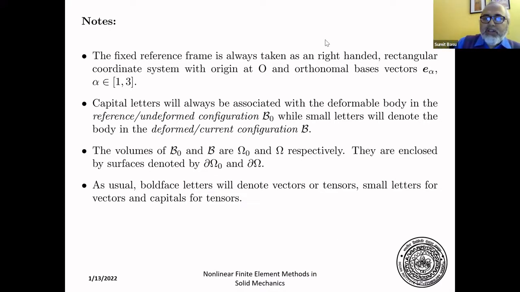So let me talk about a few conventions that we are going to follow. We are going to look at a rectangular right-handed Cartesian coordinate system all the time, and we will denote the base vectors by E alpha, where alpha goes from 1 to 3, and this is a fixed reference frame. So whenever we denote the base vectors by E alpha, we are referring to a fixed reference frame, which is right-handed orthogonal Cartesian, and is not changing with time. So E alphas are fixed vectors.